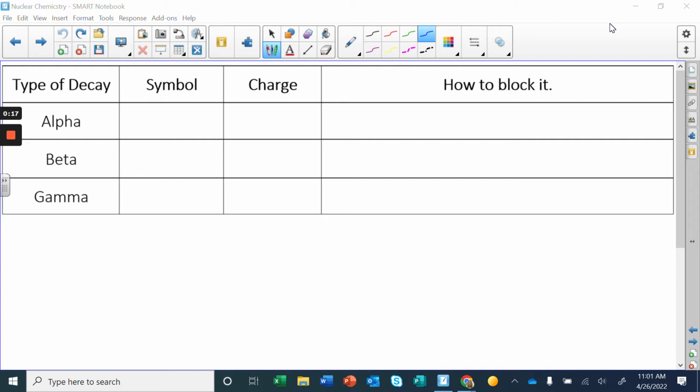Our symbol for our alpha particle, since it is a helium atom leaving, is just our isotope symbol for helium, which is going to be a 4 on top, the 2 on bottom. Helium. The charge of a helium atom is 0. And we can simply block alpha particles with a piece of paper.